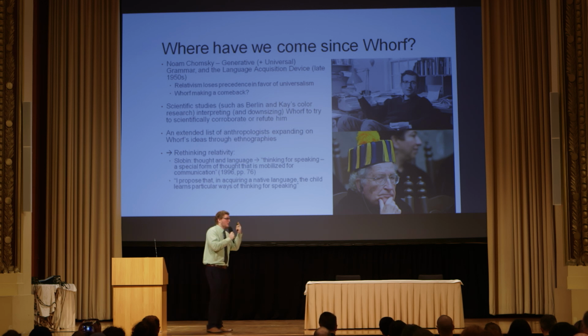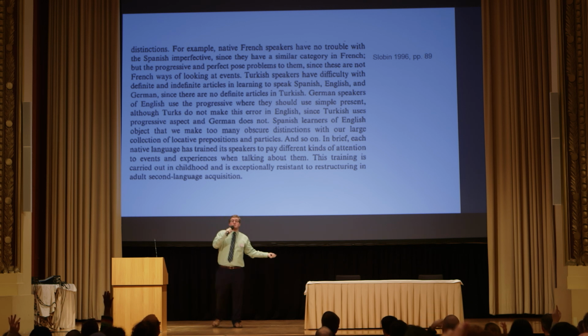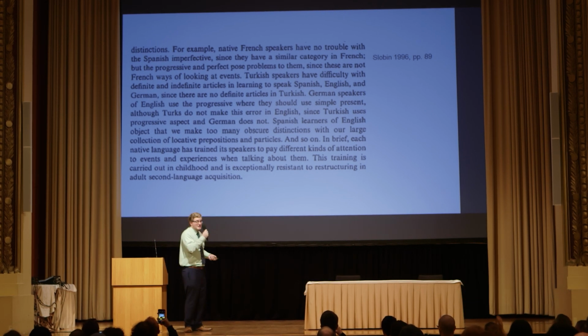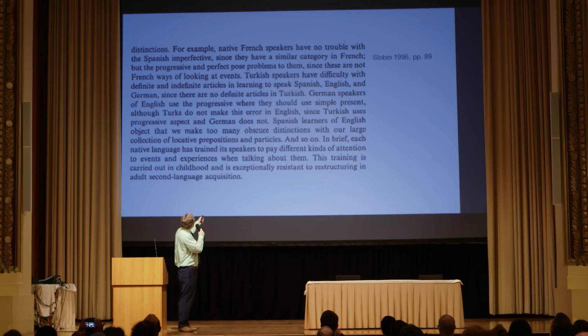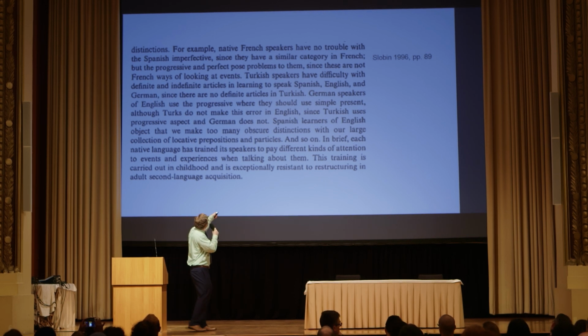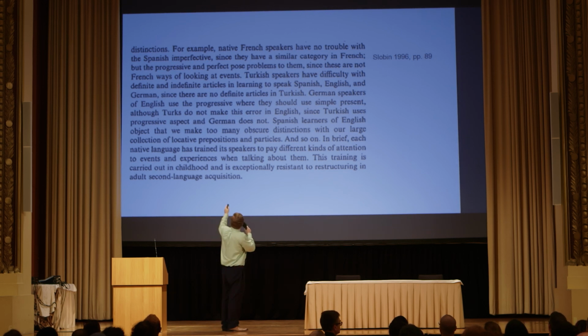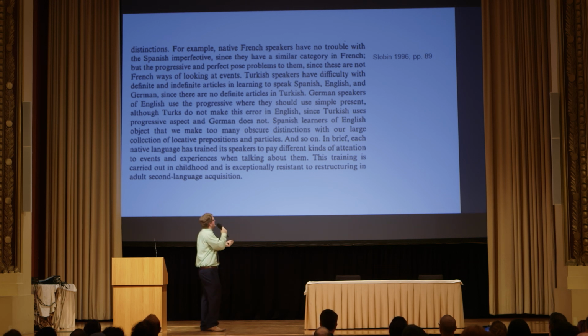So just to elaborate on that, on Slobin's arguments, we see here, first of all, let me poll again. Who here speaks Spanish? Okay, good. French? Good. Turkish? German? All right, we have a lovely European bunch here. And of course, Turkic. Slobin basically says this: native speakers have no trouble with the Spanish imperfective. We would say French speakers, but the progressive and the past and the perfect pose problems to them, since they're not French ways of looking at events. We see, based on the grammar and the ways of thinking, they're a little bit different.